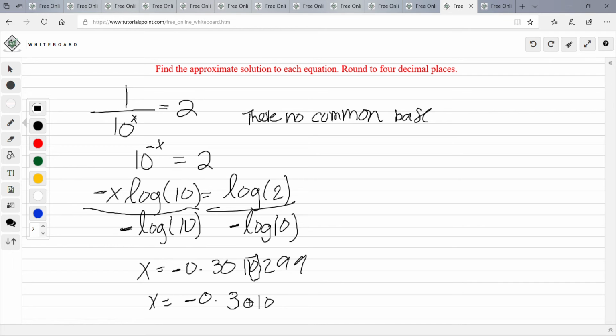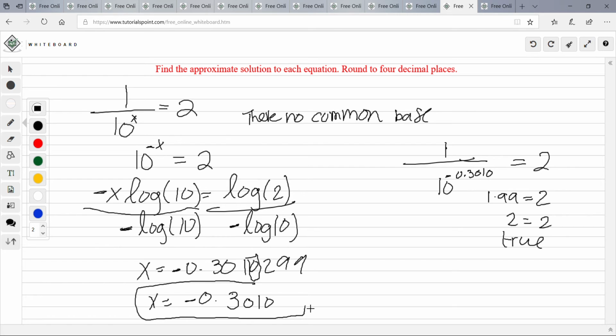Now, the last step is to check it. So, what you do is put it in the original equation like this one. Wherever there's an x, you put this. So, it's going to be 1 over 10 to the negative 0.3010. And if you put that in the calculator, you should get 1.99. 1.99 is really close to 2. If you round it to whole numbers, it's 2. So 2 equals 2. So that's true. So our answer is x equals negative 0.301.